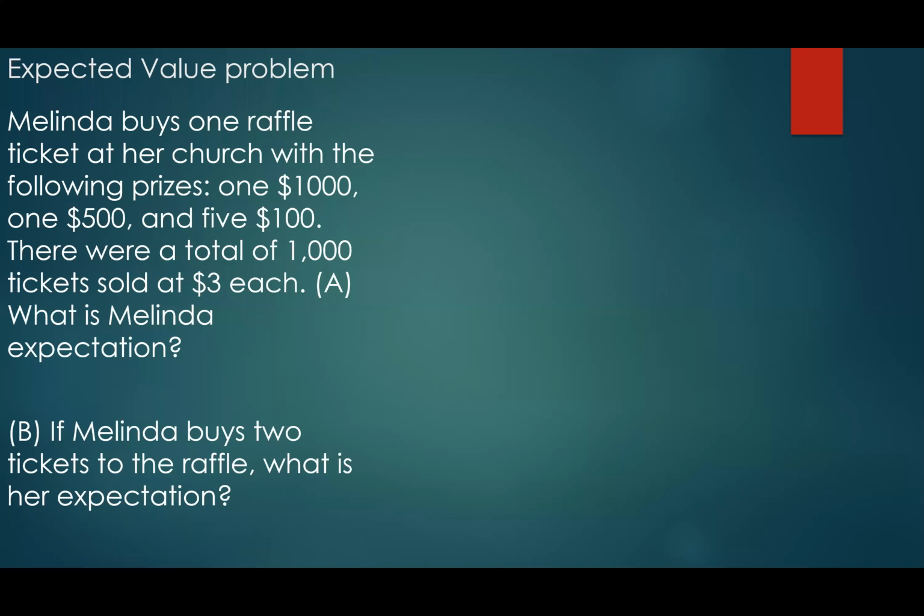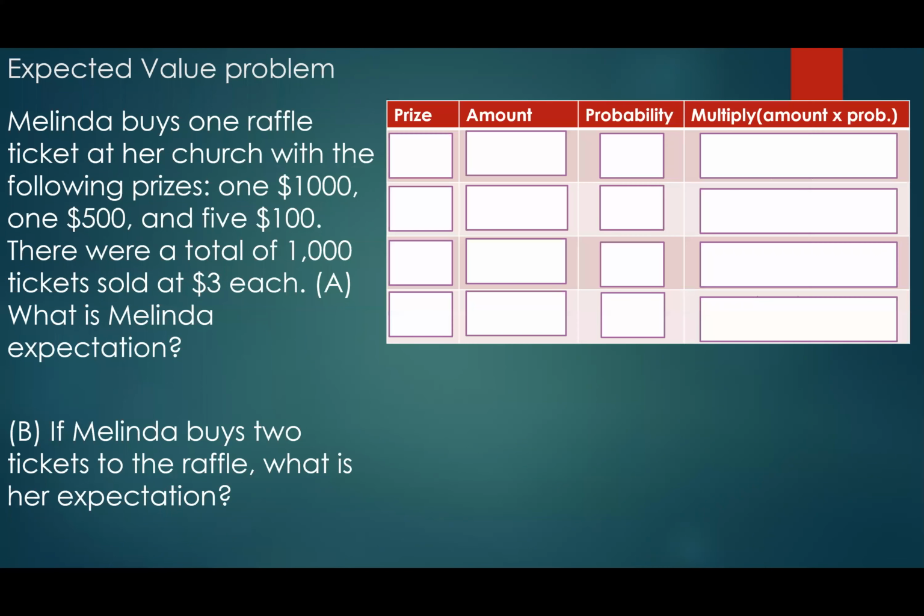So what is Melinda's expected value? Looking at this, I need to fix that we need 4 columns instead of 3. You need the amount, and we need the probability. Those are the 2 main columns. So do you agree that the price is this?